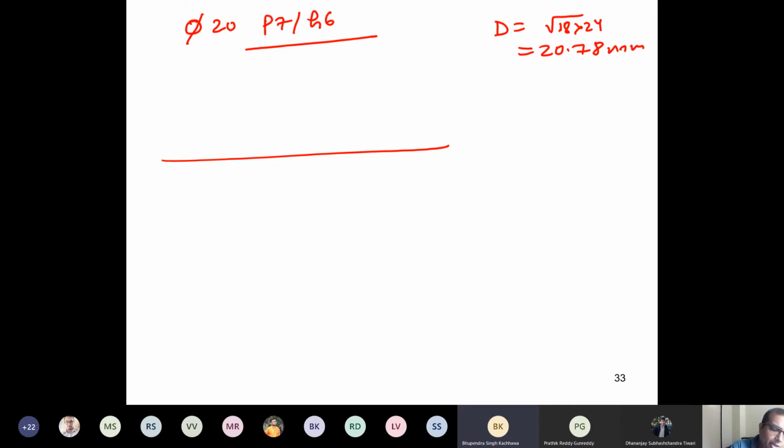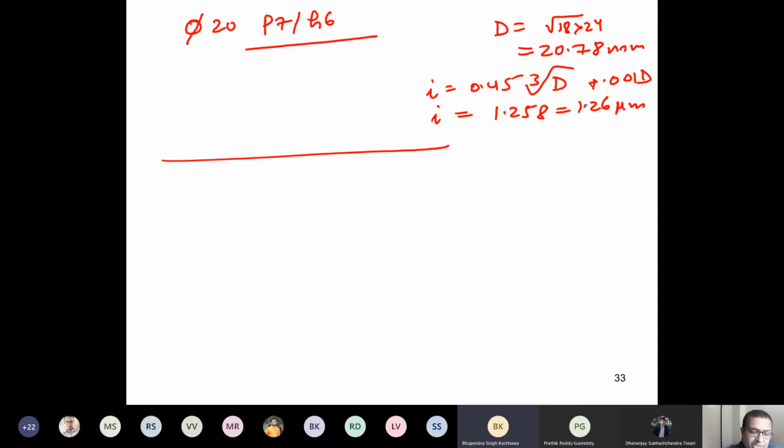Now I have to find out the standard tolerance unit. I is equal to 0.45 cubed root of D plus 0.001 D. Now if you do this, this time the I will be slightly larger, which will be 1.258. So I can say 1.26 roughly. 1.26 microns.